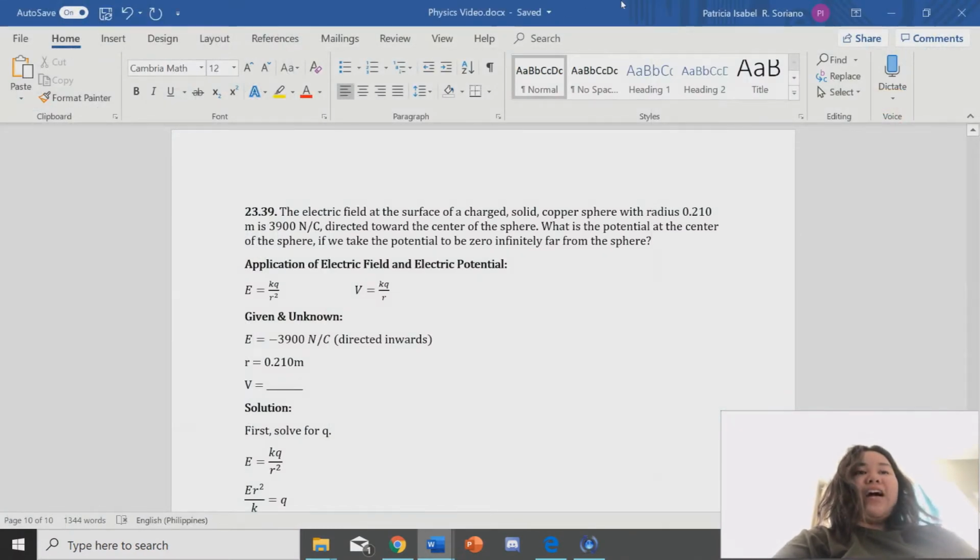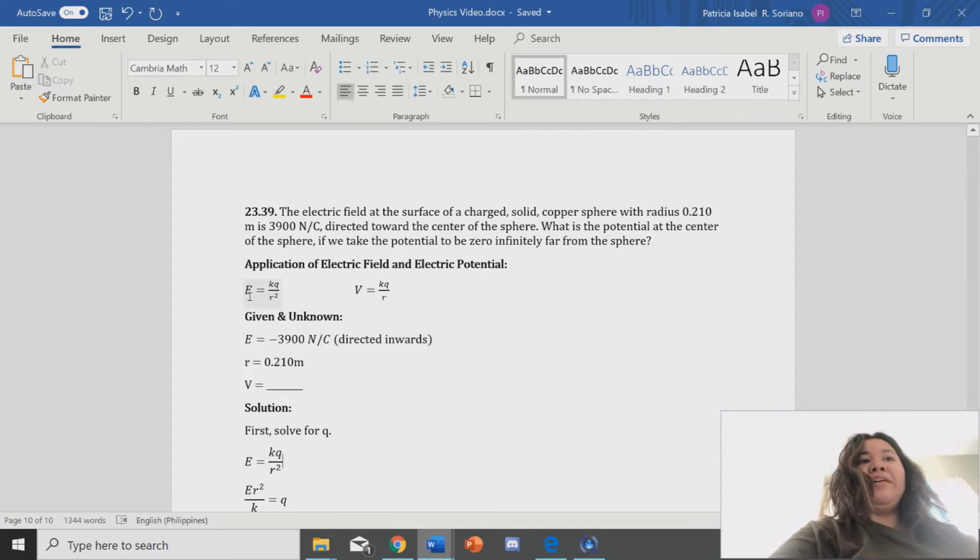So, hi guys, this is our last problem for chapter 23, and this is problem number 23.39. And here's the problem. The electric field at the surface of a charged solid copper sphere with radius 0.210 meters is 3,900 newtons per coulomb, directed toward the center of the sphere. What is the potential at the center of the sphere if we take the potential to be zero infinitely far from the sphere? So this problem has the basic application of electric field and electric potential.